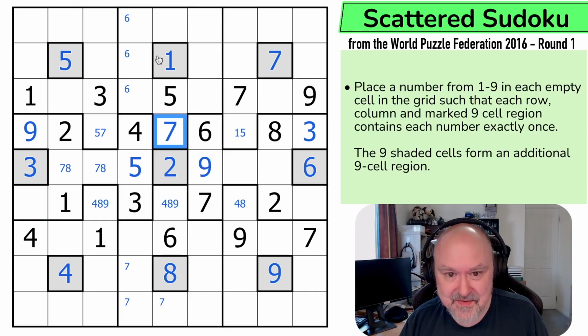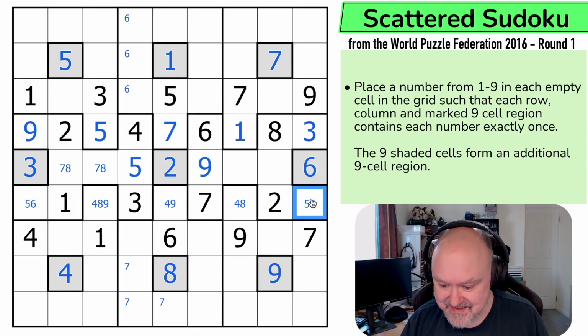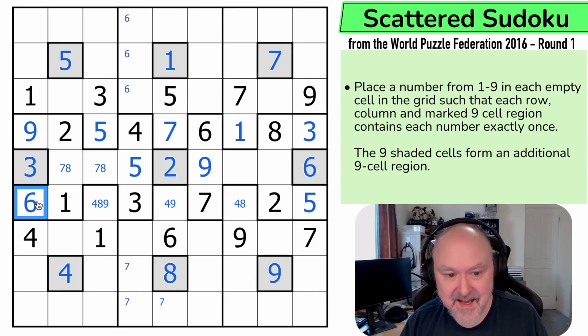This is the 7 by Sudoku, making that the 5 and that the 1. The 8 says that's not the 8. So 1, 2, 3, 4, 5, 6, 7, 8, 9. These are 5 and 6. And the 6 makes this the 5 and this the 6.